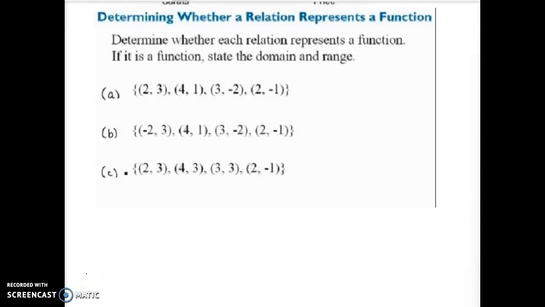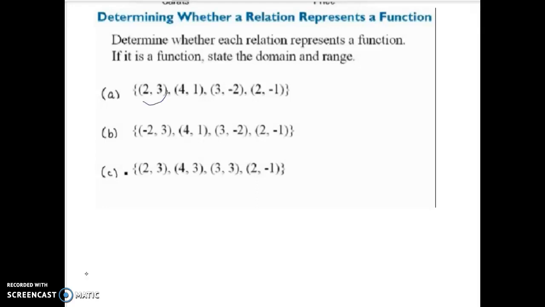Right, hopefully you've had a chance to try each of these on your own. First, I'm going to determine whether the relation represents a function for part A. If it is a function, I'll state the domain and range. Now, if I'm looking to see if the set of ordered pairs is a function, that means that each X value only has exactly one unique Y value. There's no X value that has two different Y values. We have to check for that.